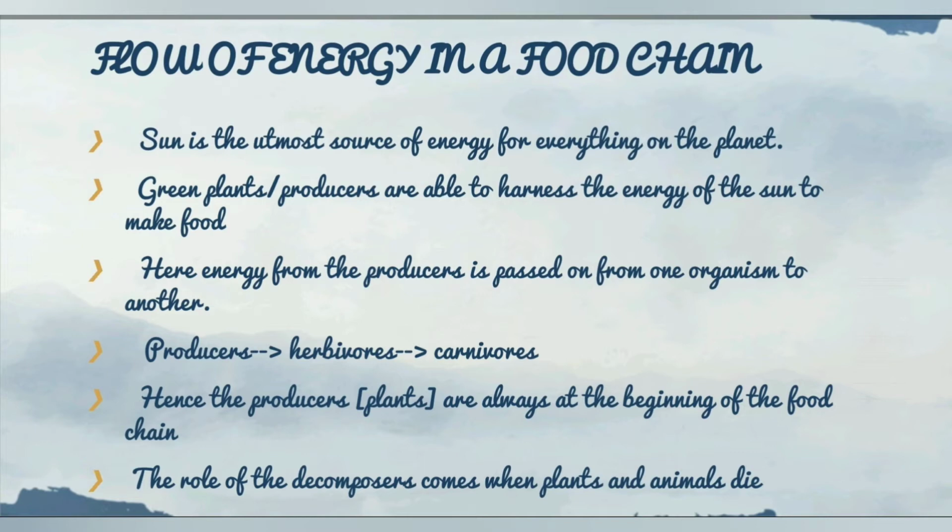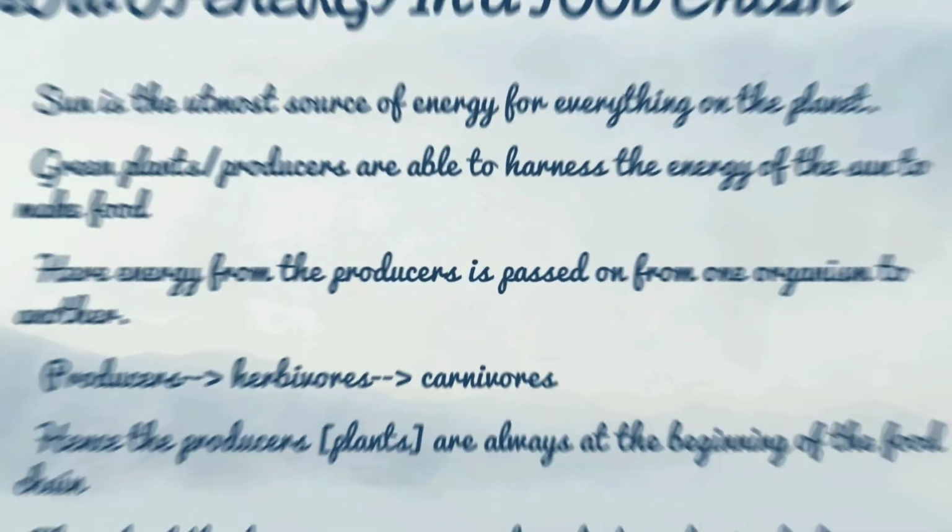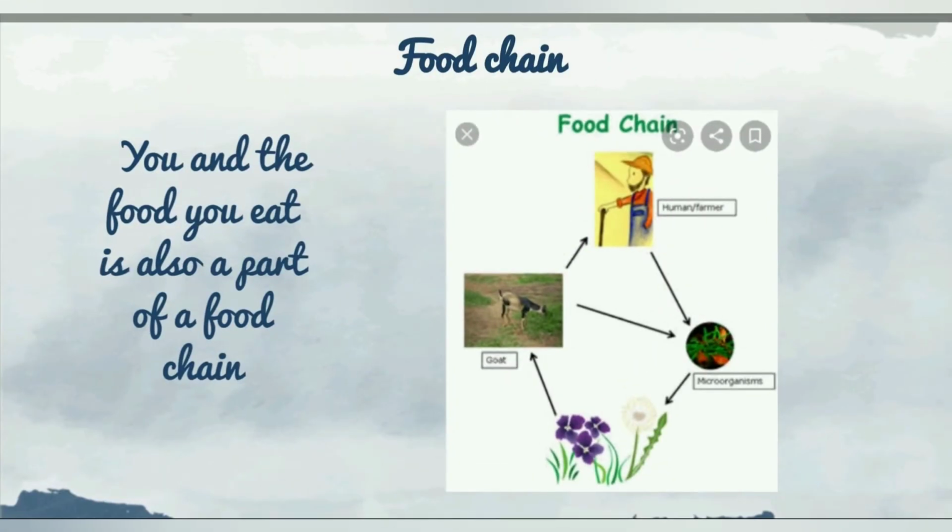The role of the decomposers comes when these plants and animals die. You and the food you eat are also a part of a food chain.